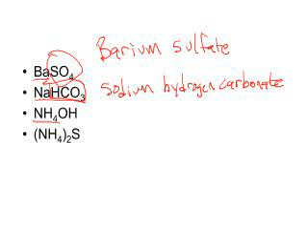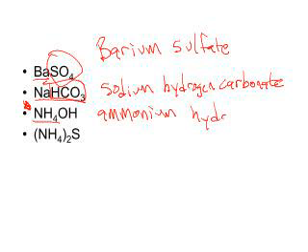NH4OH. Ooh, the one positive ion we have. This is not a metal, but it is a polyatomic positive ion, so it's an ionic compound. So it's ammonium hydroxide. I'm feeling very self-conscious as people watch me do this, and laugh at me.